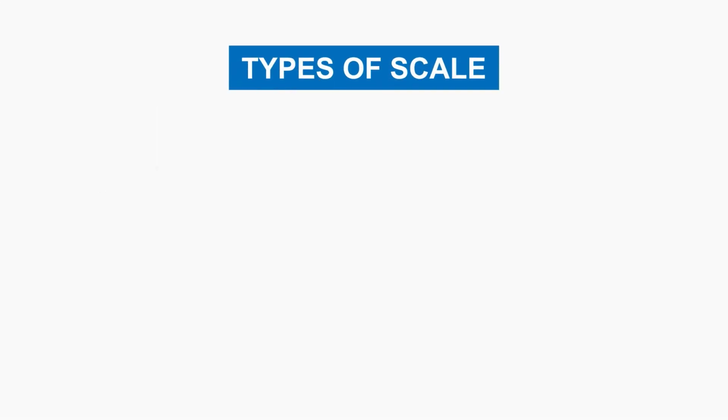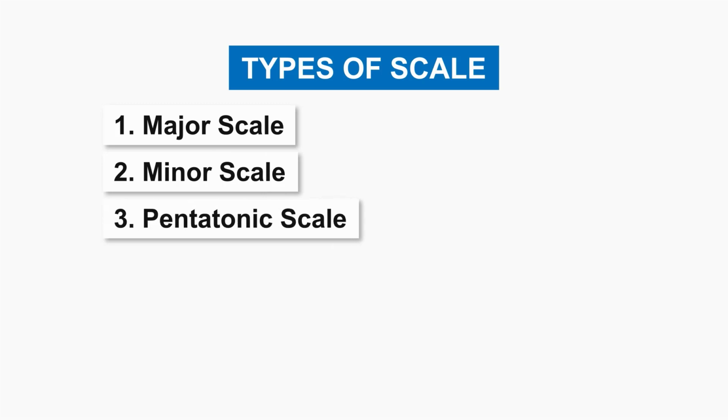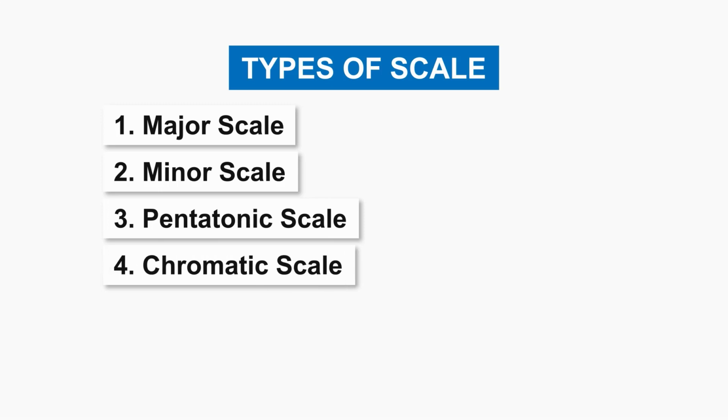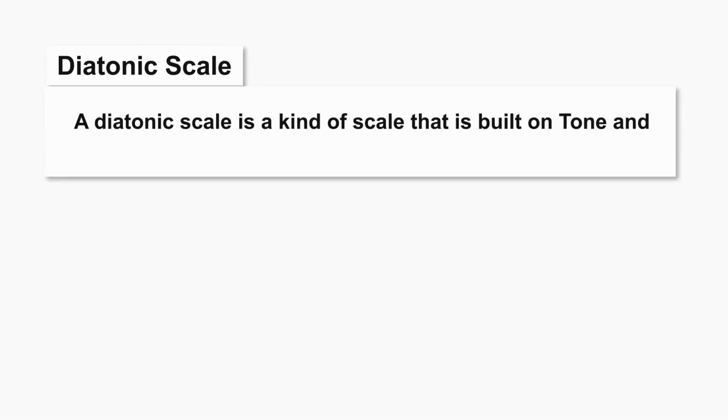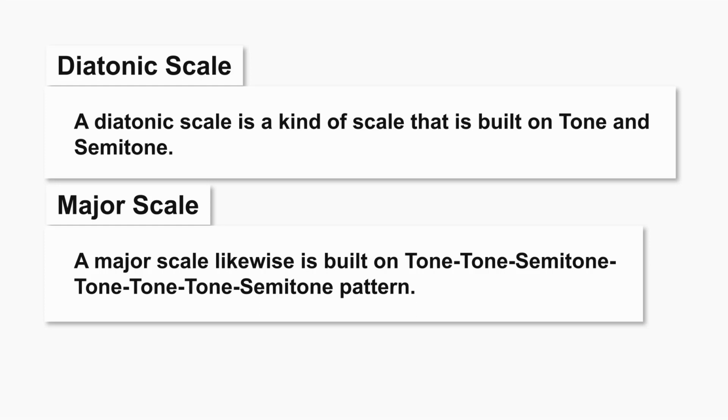Types of scale. Number 1, major scale. Number 2, minor scale. Number 3, pentatonic scale. Number 4, chromatic scale. And number 5, diatonic scale. A diatonic scale is a kind of scale that is built on tone and semitone. A major scale, likewise, is built on the tone-tone-semitone, tone-tone-tone-semitone pattern.